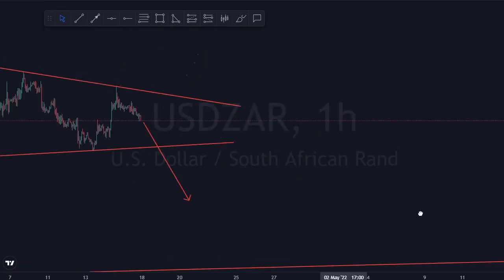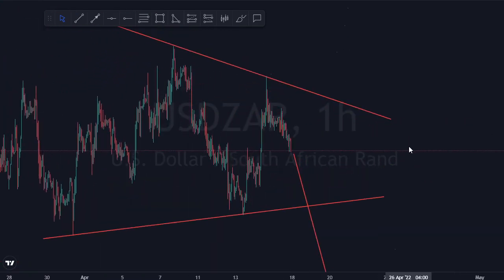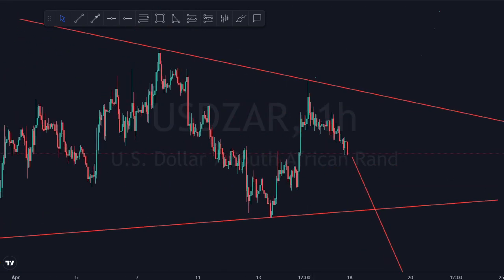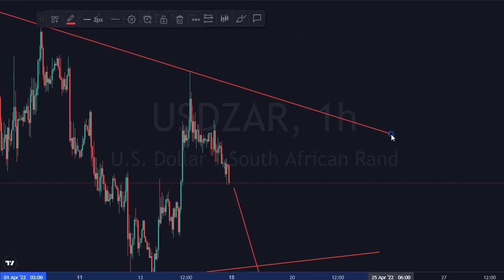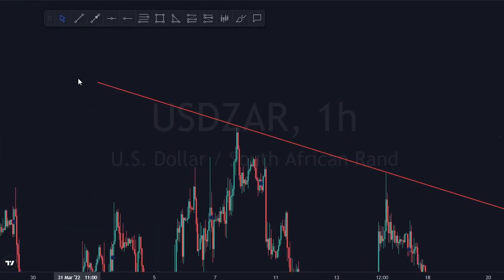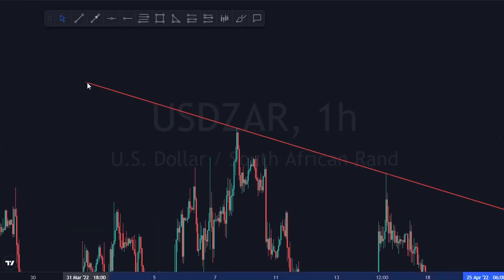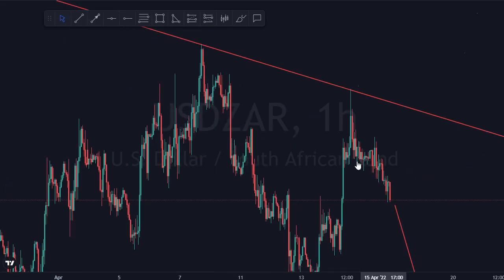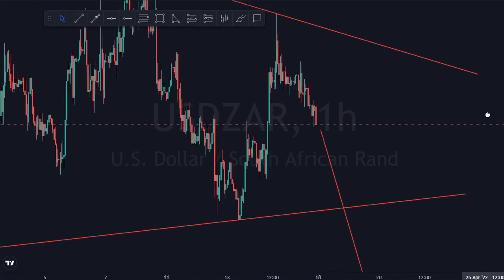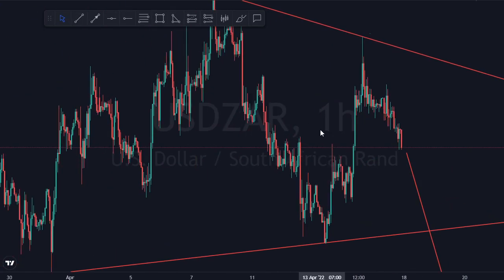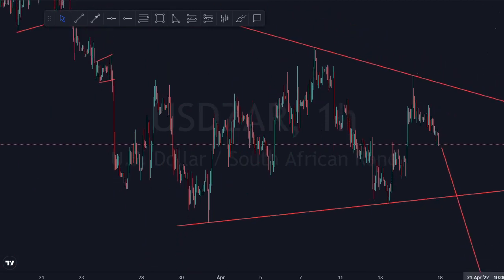Again, I say, guys, go with the one that's most likely to play out. And the reason why I'm looking for sells, like I said, is that both patterns are continuation patterns. The bearish continuation patterns. So yeah, guys, that's it for USDZAR.